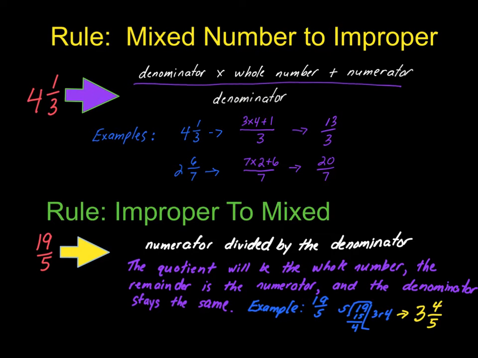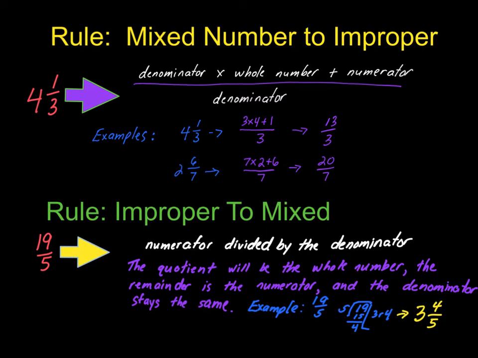Now to go the opposite way, let's look here, our rule from improper to mixed. We take our numerator divided by the denominator. Okay, then the quotient will be the whole number. The remainder is the numerator, and the denominator stays the same, so you have to look back to your original problem. So here, my example is 19/5, which means 19 divided by 5.